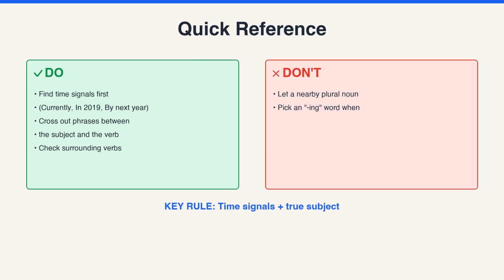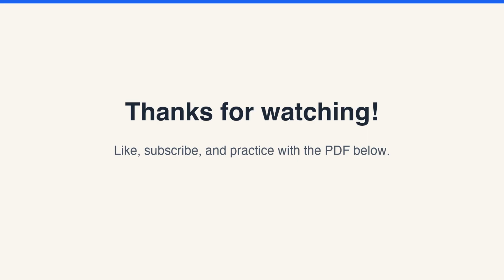Three rules: match the time signals, find the true subject, keep tenses consistent. Those three cover every grammar question on the SAT. That's all 8 examples, from easy verb tense to hard nested time frame questions with hidden subjects.